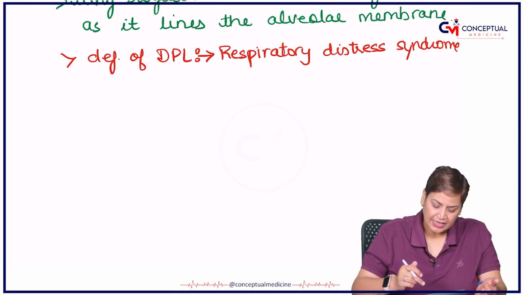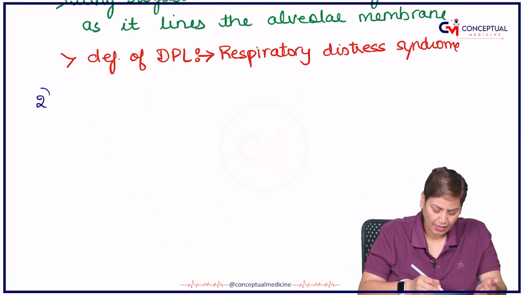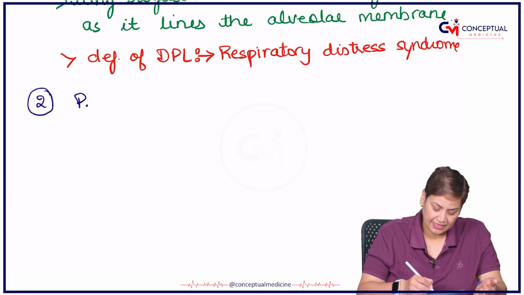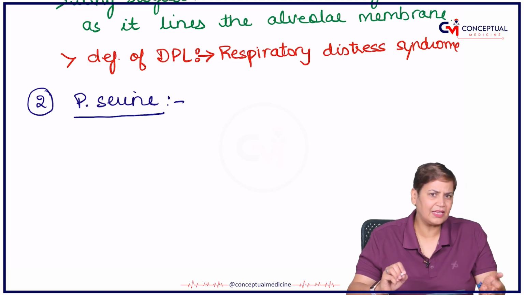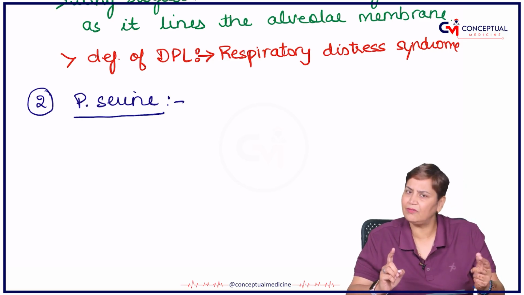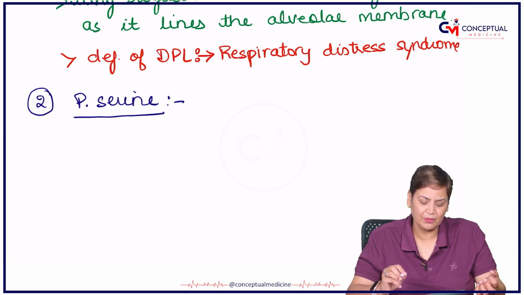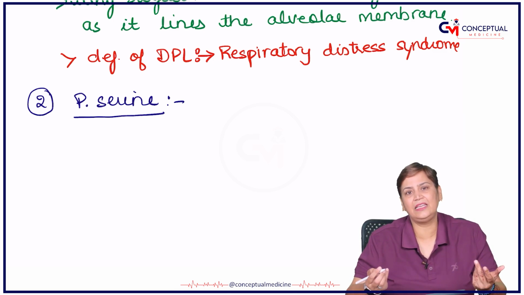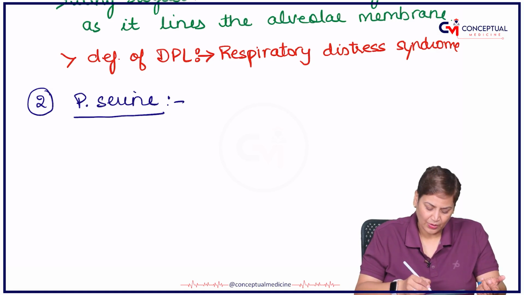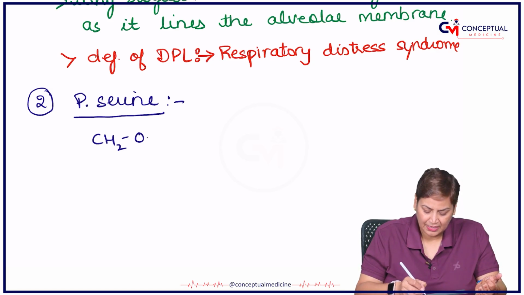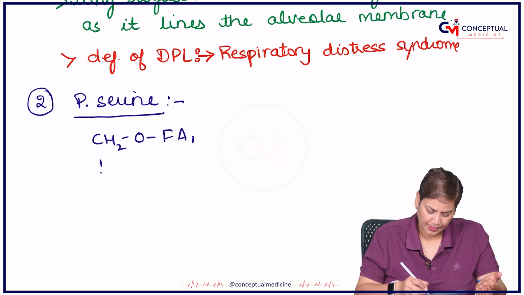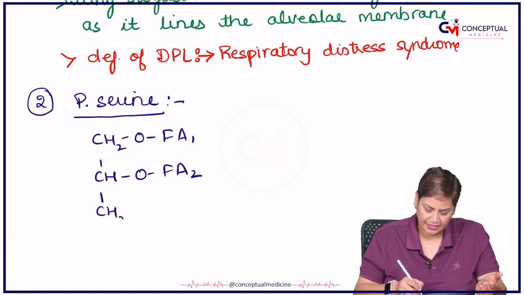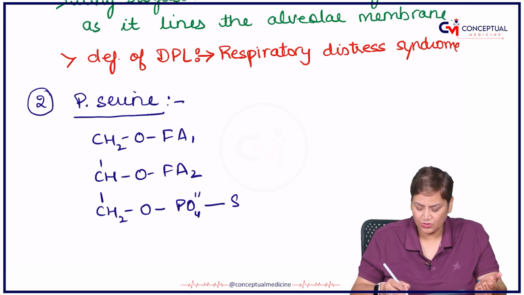Second is phosphatidylserine. Now phosphatidylserine, everything would be the same. The only difference will be that instead of choline, some serine residue will be there. Okay. So I can say that phosphatidylserine will have fatty acid 1, fatty acid 2 and fatty acid 3. Instead of that, phosphate is there which is attached to serine.